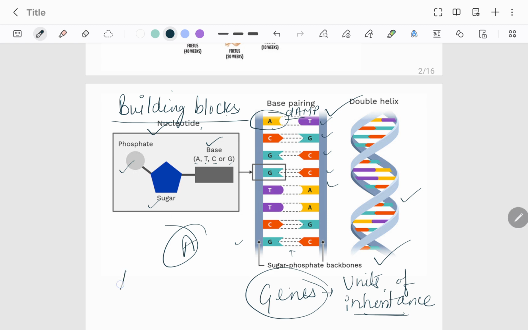For example, there are three alphabets R, A, T. If I arrange them like this, it becomes rat. If I say TAR, it becomes star. If I say ART, it becomes art. The meanings are different. Just like that, these four nucleotides are arranged in different sequences, and you get hundreds and thousands of what? Genes.